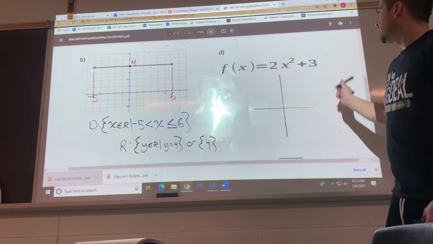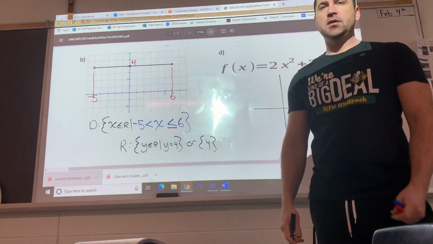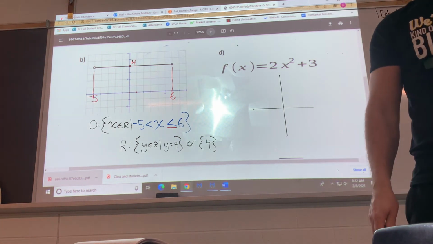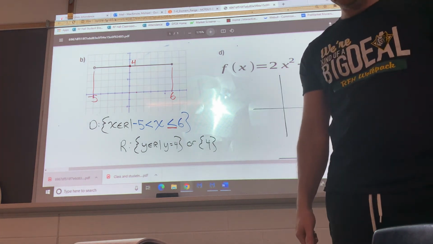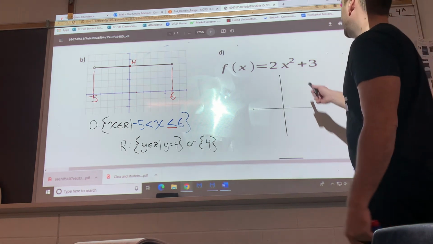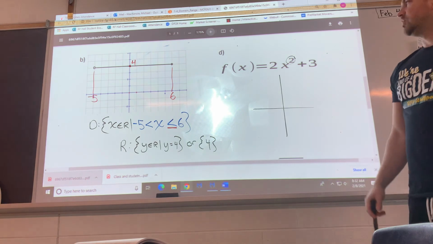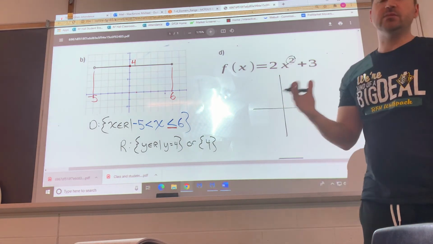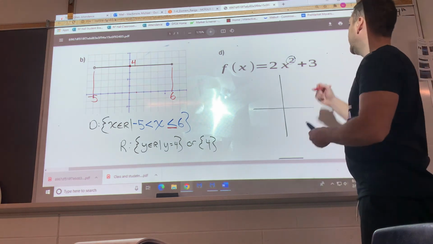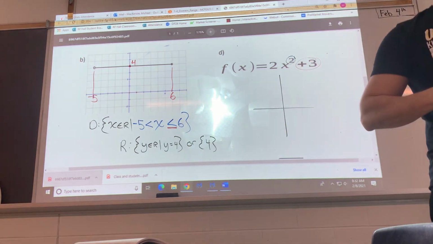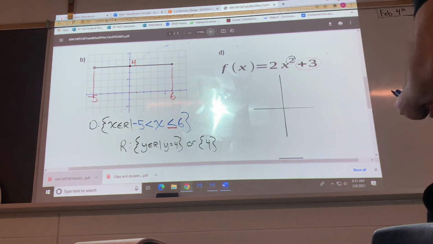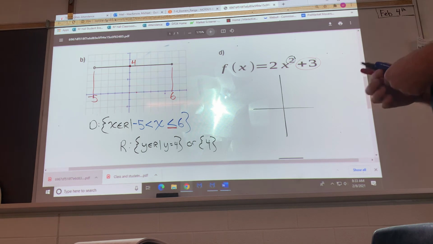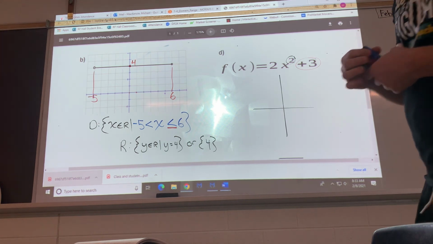All right, D. f(x) = 2x² + 3. What type of function do we have here? Quadratic. Yes, we have a quadratic because we have the square. Going by what you guys know in the past, the 2 is just a stretch or compress, so it doesn't move the graph at all. But does anyone remember what the 3 does? It moves it up and down. Yep, good. So if it's plus 3, it goes up. So it's going to go up 3 units.